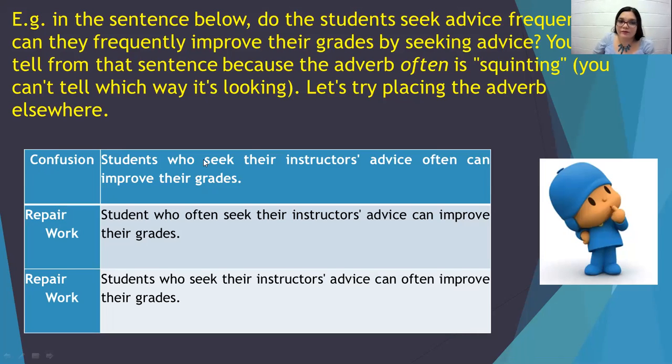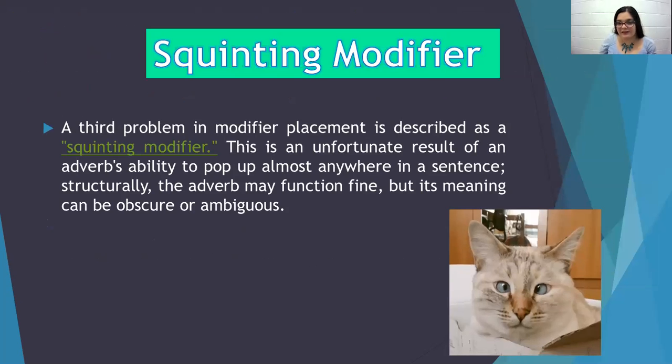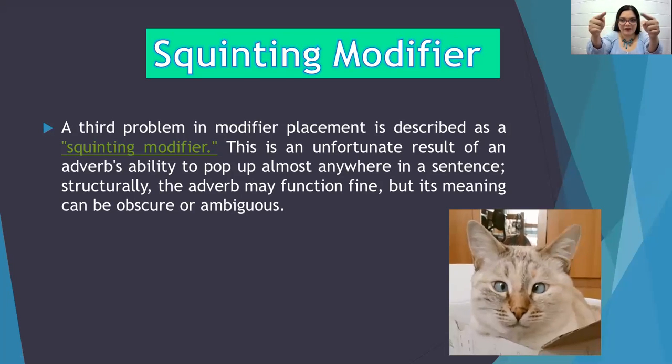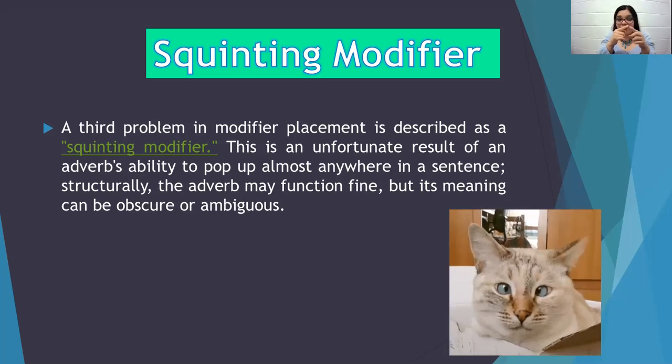In the sentence below, do the students seek advice frequently, or can they frequently improve their grades by seeking advice? You can tell from the sentence because the adverb "often" is squinting. Squinting means this. Do you see the cat's eyes? They look like they're going in two different directions. They never meet in parallel. So probably they are squinting, so you don't know if it's seeing that one or that one.